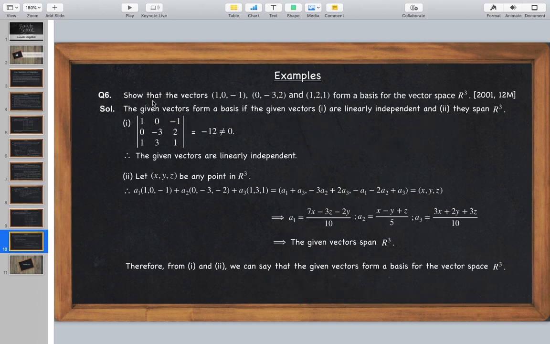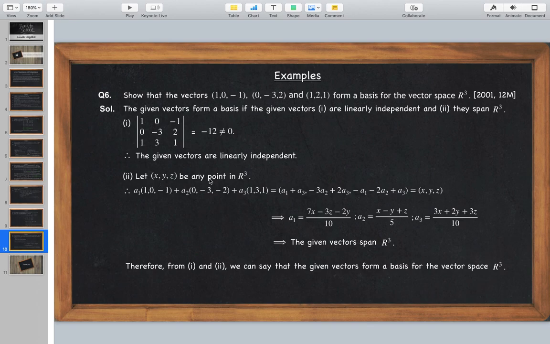Now next and the last question: show that these three vectors form a basis for the vector space R3. Now the given vectors form a basis if they satisfy two conditions. First, they are linearly independent, and second, they span R3. So for the first condition, since the determinant of the row matrix of these vectors is non-zero, therefore they are linearly independent.